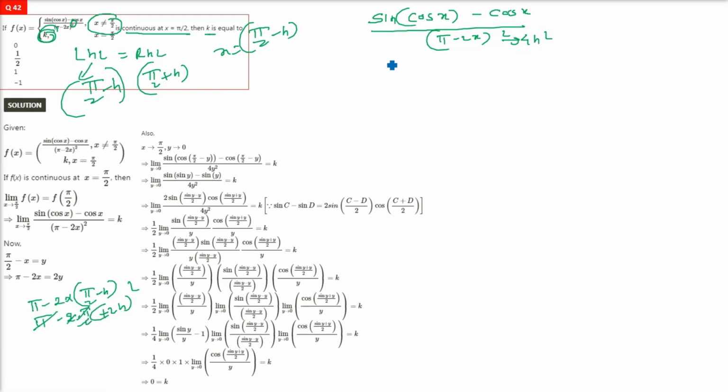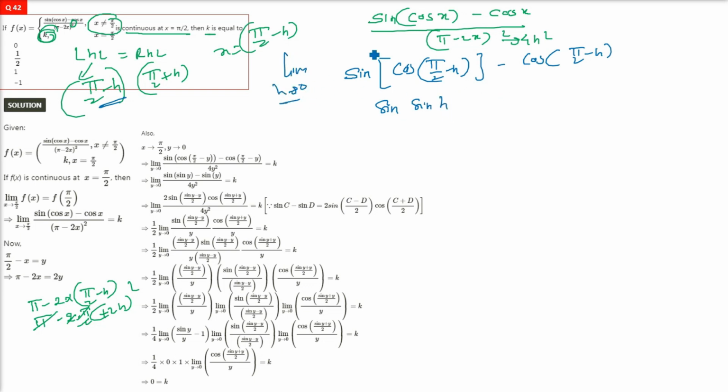We will be using the denominator later. But the numerator is sin(cos x), and you have to replace x by pi by 2 minus h. Again, you can always take it as pi by 2 plus h, it's up to you. And we have cos(pi by 2 minus h). Cos 90 minus theta is sin theta, so sin h. So always write limit h tends to 0 everywhere, because this is what we are doing. So sin(sin h) minus cos(pi by 2 minus h), which is sin h here.